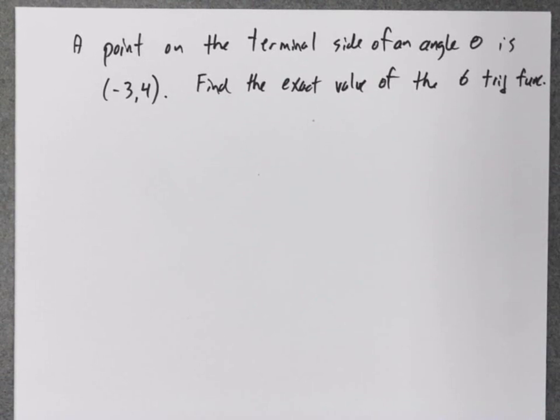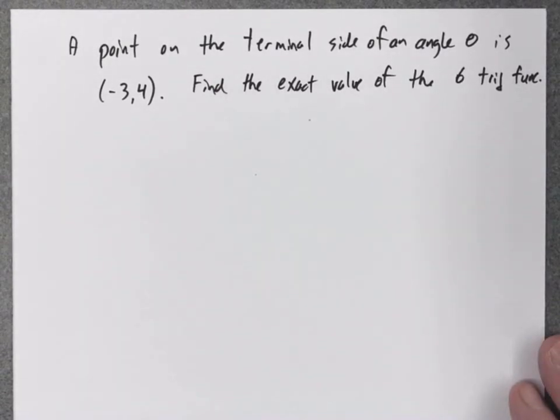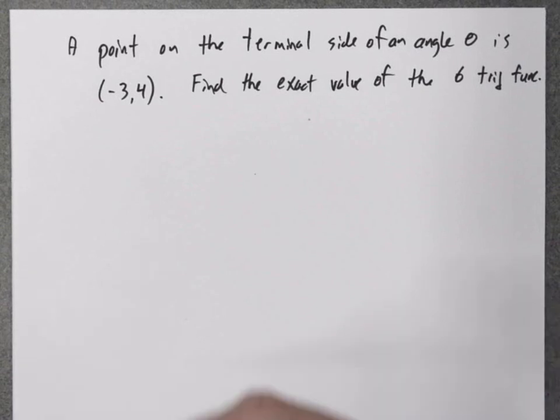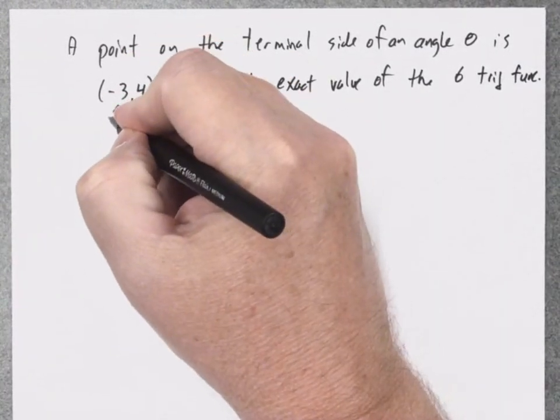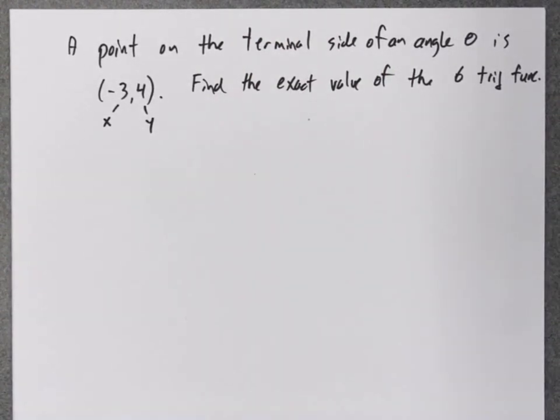Here is another problem that you're going to be asked to work. The wording is sort of goofy, but once you see the problem, the wording is much worse than what the problem looks like. They say a point on the terminal side of an angle theta is, in this case, -3, 4. By that, just so you know, this is like a point on an XY graph, X -3, Y 4. Find the exact value of the 6 trig functions.